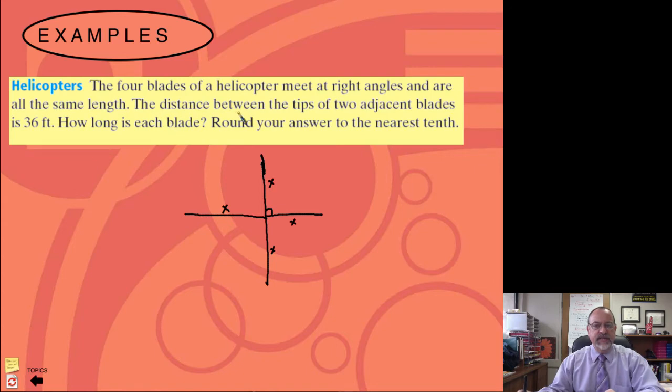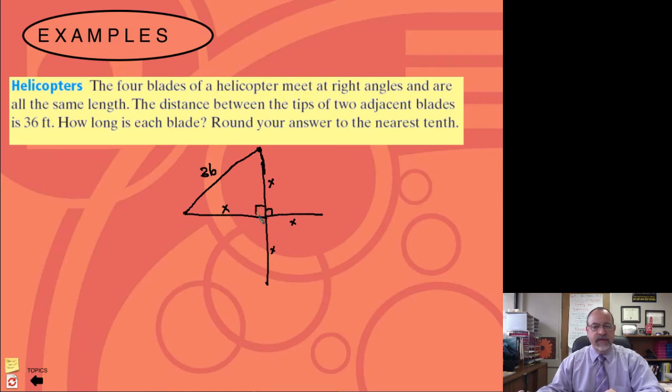It says the distance between the tips. Now remember, we're trying to incorporate triangles here. The distance between the tips of two adjacent blades. So basically we're talking about the tip of this blade and the tip of this blade. Okay, that distance is 36 feet. So then how long is each blade? And so that's the question.